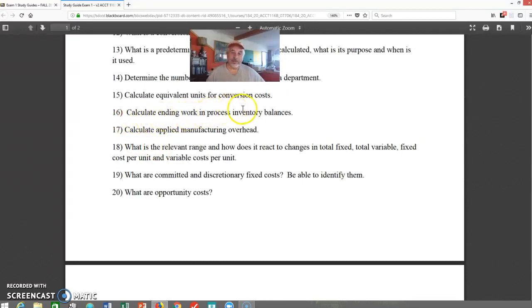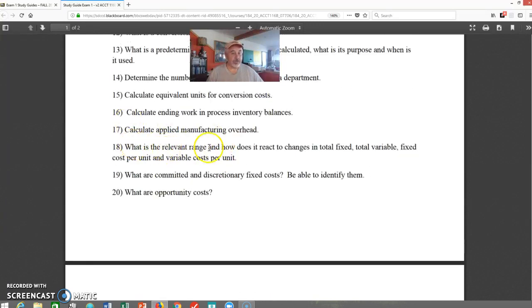Calculating ending work in process inventory balances. If you remember that chart where we had all of the calculations, here we're looking at what was in the warehouse at the beginning of the period. We're adding to it those units that were completed and transferred. That gives us total units available for sale. We subtract off the ending number of units that are left in the warehouse at the end of the period, and that tells us the ending work in process inventory. Calculate applied manufacturing overhead. We already told you how to do that: predetermined overhead rate times the actual quantity of the activity base consumed in a job or in the process.